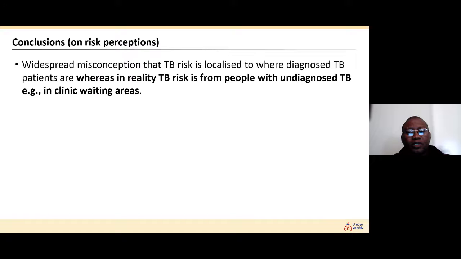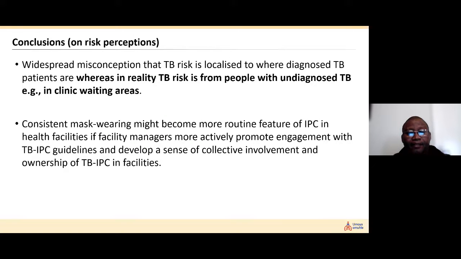So what we conclude just on risk perceptions, of course, as I said, there are other things that were found. There's this widespread misconception that TB risk is localized to where diagnosed TB patients are, whereas in reality, TB risk is from people with undiagnosed TB, for example in clinic waiting areas. The other conclusion we came to was that consistent mask wearing might become a more routine feature of IPC in health facilities if managers more actively promote engagement with TB IPC guidelines and develop a sense of collective involvement and ownership of TB IPC in facilities.